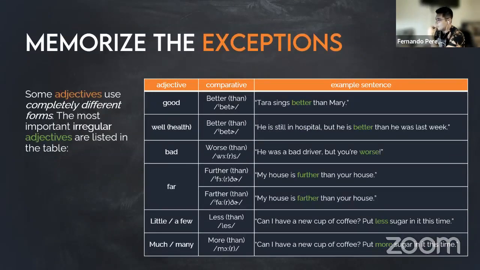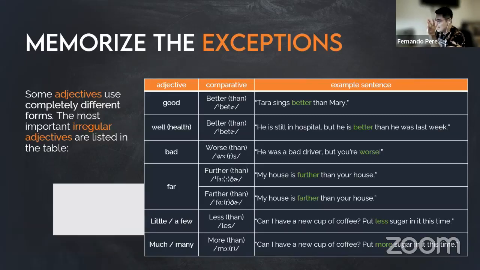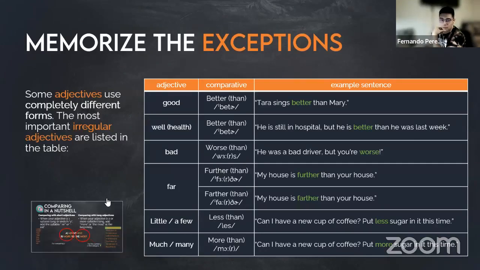Some adjectives use completely different forms. The most important irregular adjectives are listed in the table. What is an irregular adjective? These specific adjectives don't follow the rules in the nutshell. So technically, this specific list doesn't apply or is not valid for this information. You know what I mean?